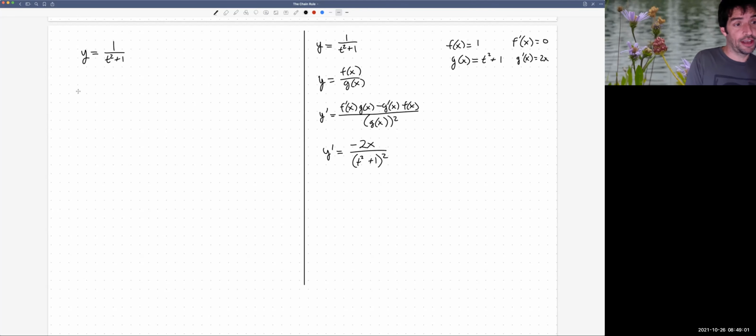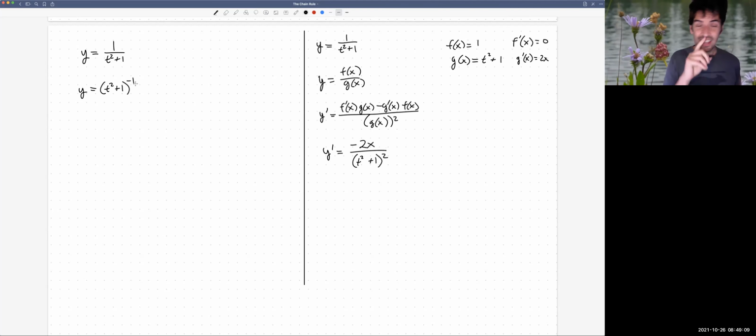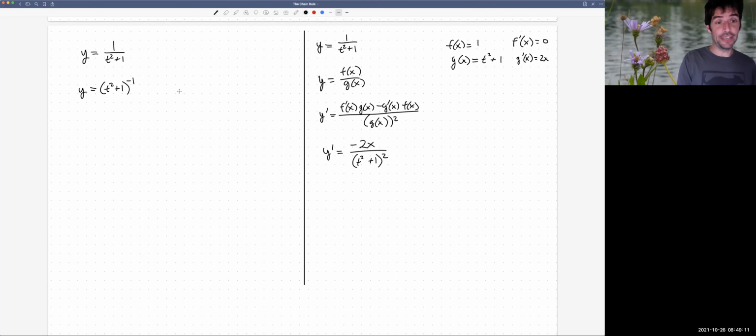But notice, I can also rewrite this function this way. T squared plus 1 to the negative 1. Now I can think of it as a composition of functions.